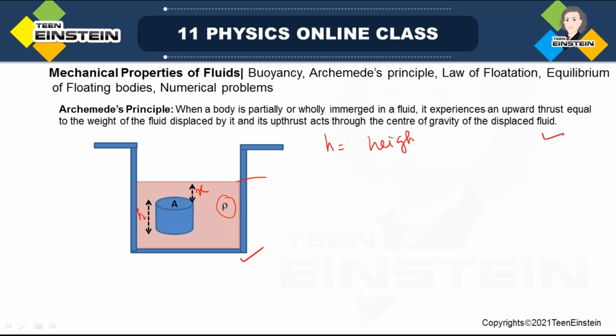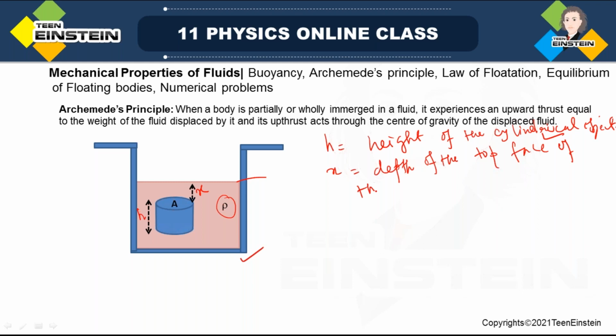So h is the height of the cylindrical object, and x is the depth of the top face of the object from the top surface of the liquid.